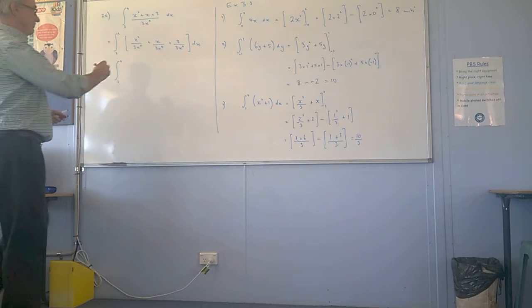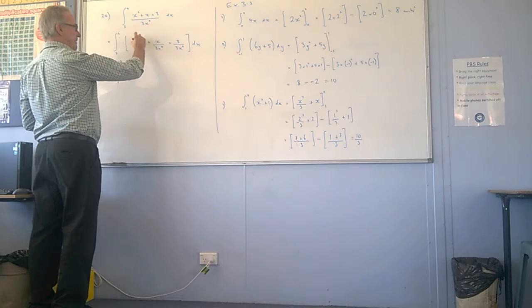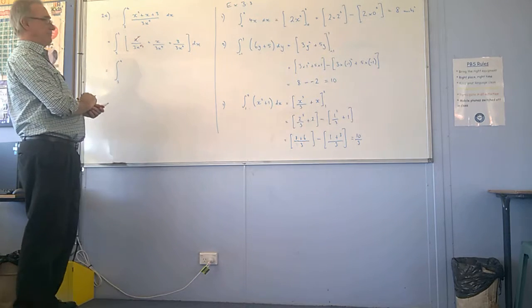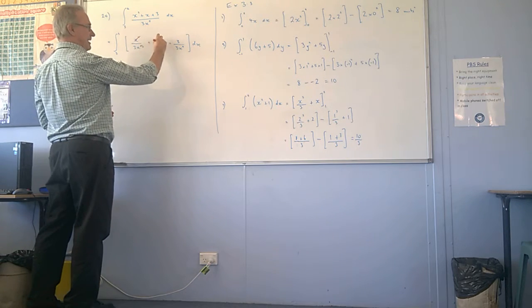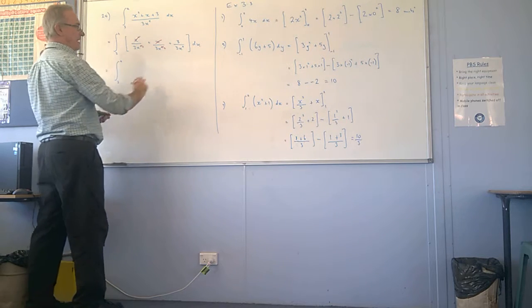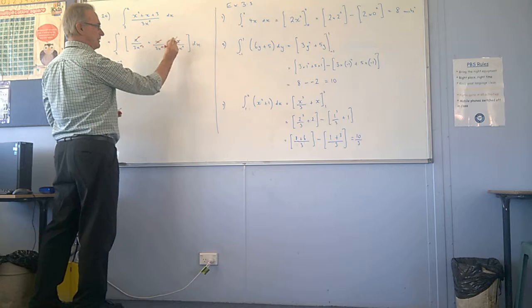Okay, now watch. That is going to cancel with 2 of those, isn't it? And that's going to be x cubed. That is going to cancel with 1 of those, and that's going to be x to the 4. That is going to cancel with that.